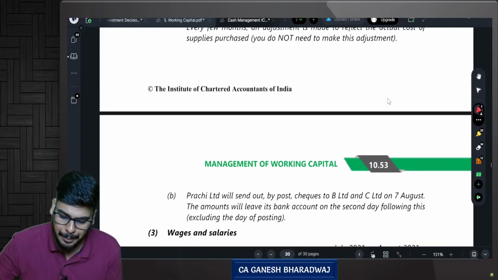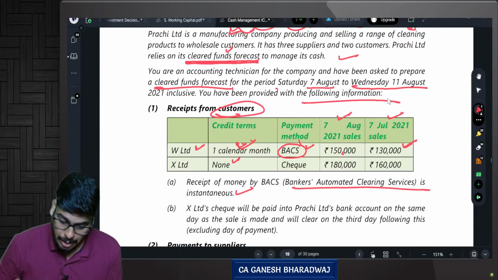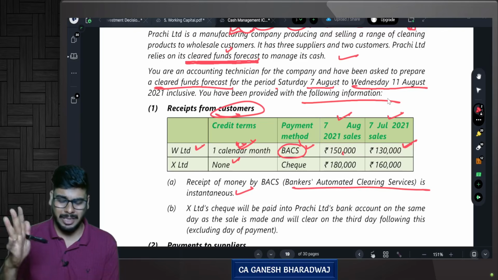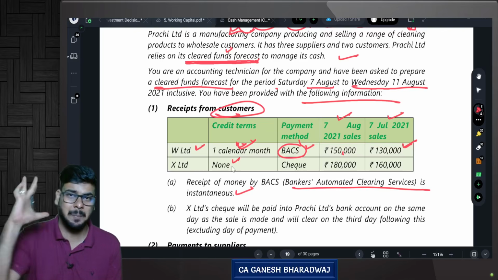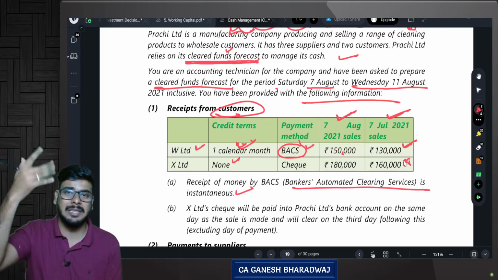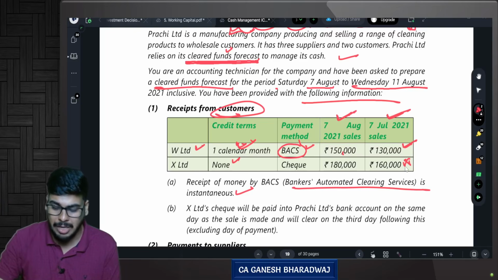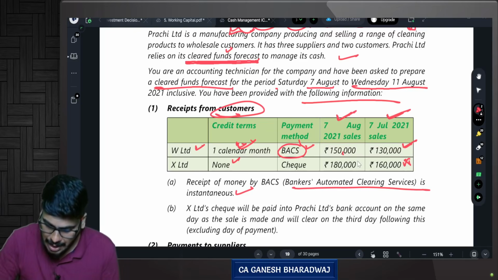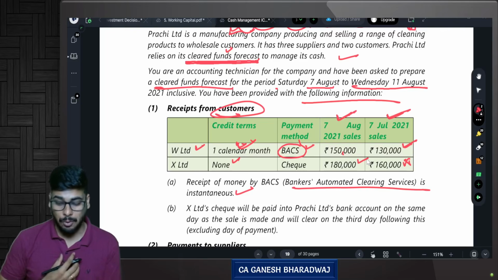Then now go up. Now, X Limited, there is no such thing as credit period, which means immediate payment they need to pay. Now, 7th of July sales they have given. 7th of August sales they have given. Here, 7th of July, 1 month credit and all is not there. This is not at all relevant. Why? Because it is outside my budget period. Now, this sale of 1,80,000, this is relevant.